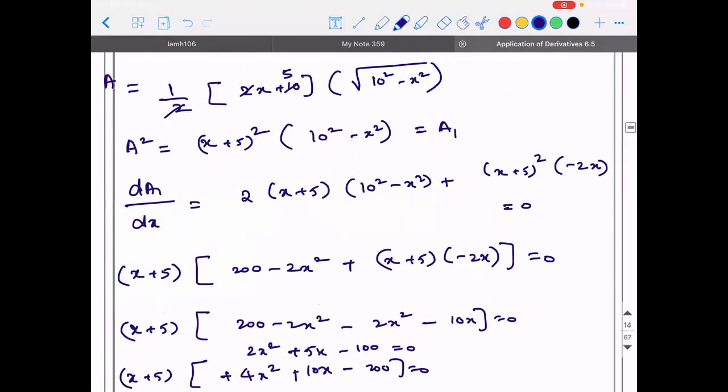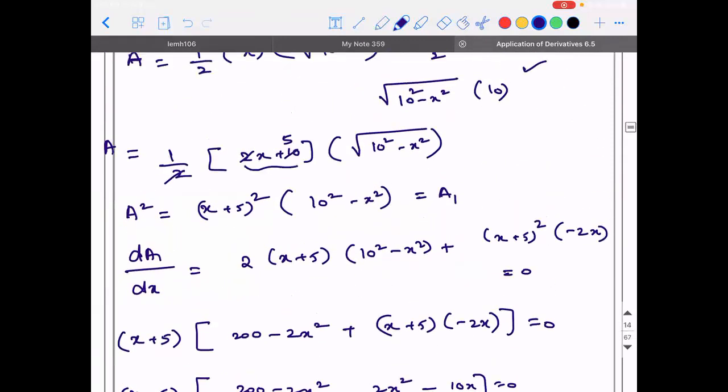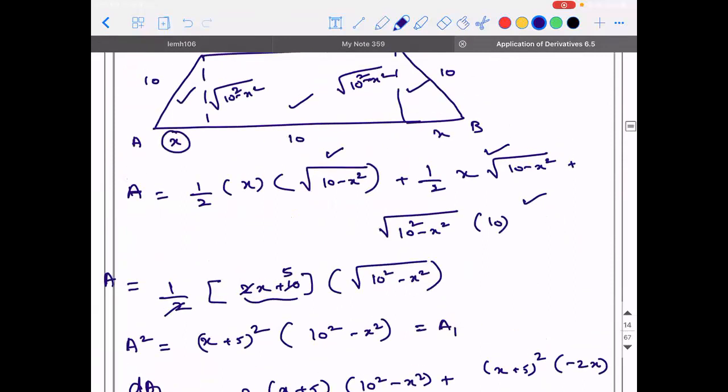Where did you get common? Sir, here I took the root. Yes, sir, I took root 10 square minus x square common. So I got x by 2 plus x by 2 plus 10. So it's x plus 10 I got, sir.